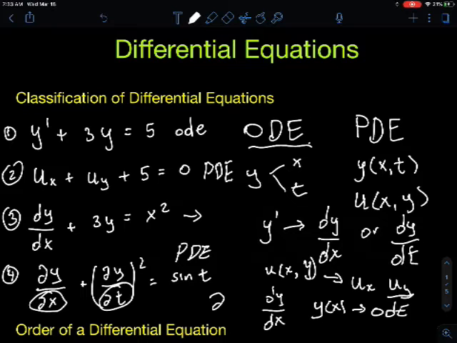Okay, so I hope this is clear. It shouldn't be hard, except for the first problem, where we only have one variable and we cannot decide if it depends on t or on x. But usually when you see a y prime, that means it is dy dt.